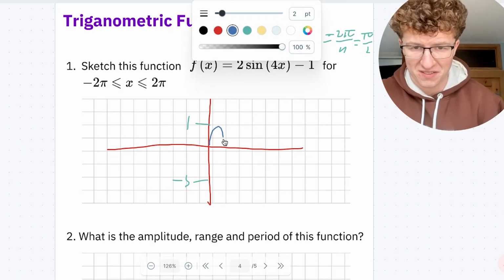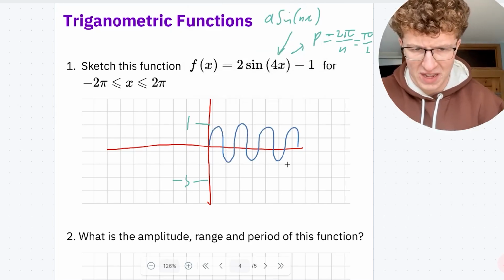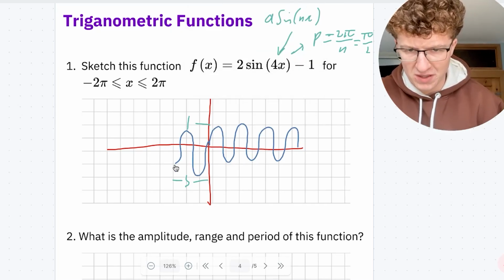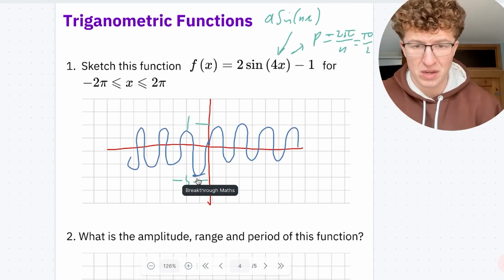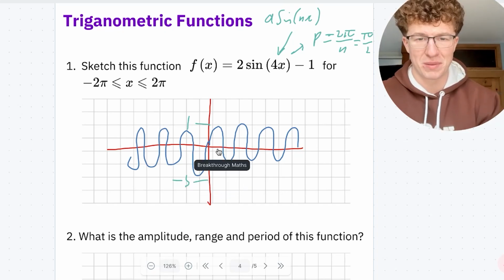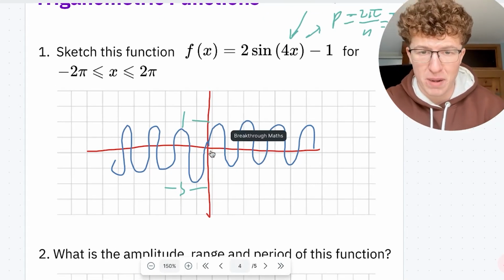So it's going to look something like this. It's going to be a rough sketch. And then it's going to come down like this. Just do that. Remember, the peaks are at 1, and then the peaks down here at minus 3. These are not to scale, but you know what I mean. So it repeats itself every pi over 2.